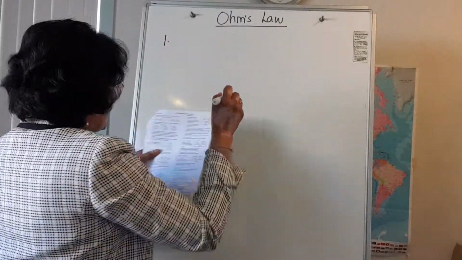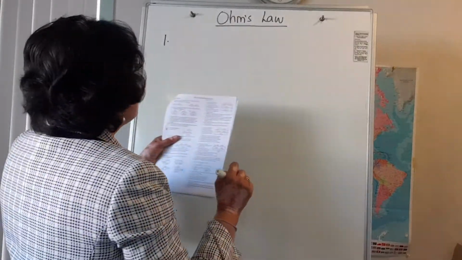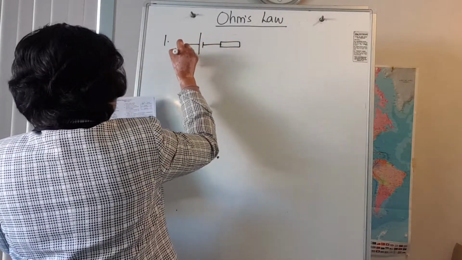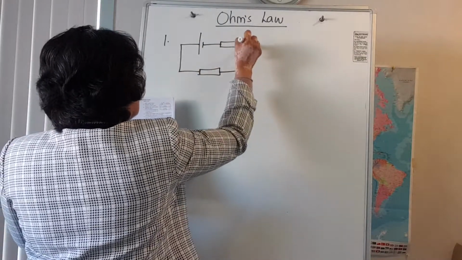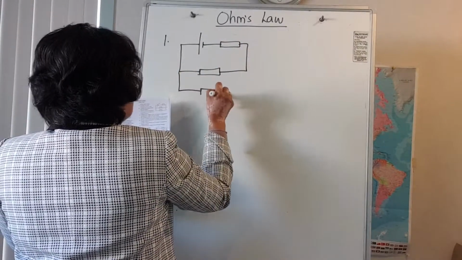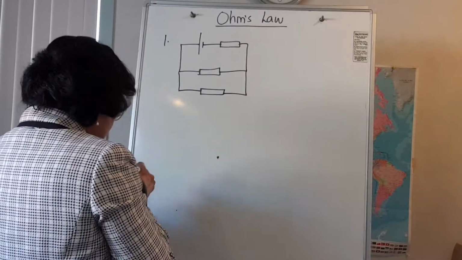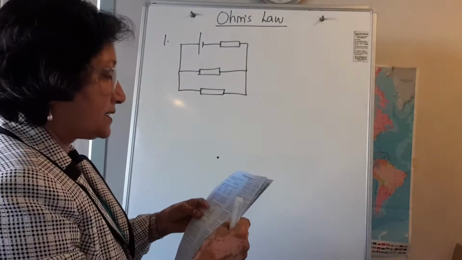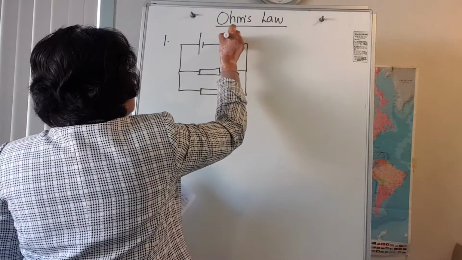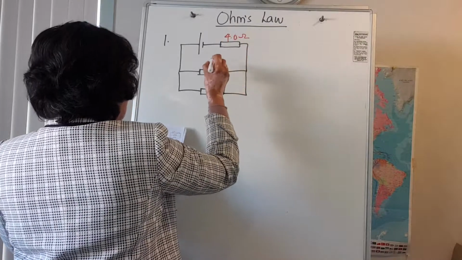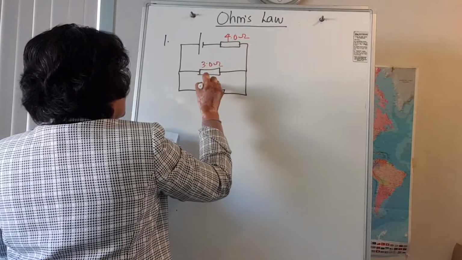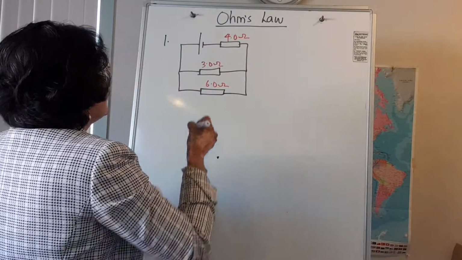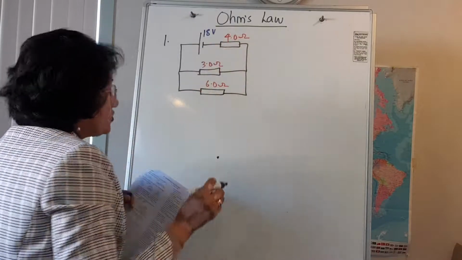So this is question 1. It's on page 19 in your books. So you got a source, you got something in series with the source, 3 amps. Okay, let me just get the values. I'm going to write the resistances in red. So this is a 4 ohm resistor, 3 ohm resistor, and a 6 ohm resistor. And we also know the supply voltage is 18 volts.